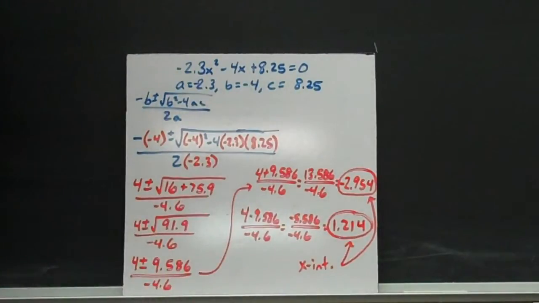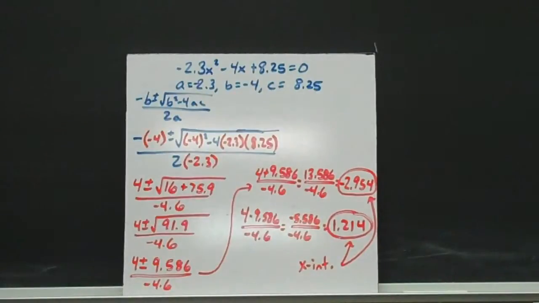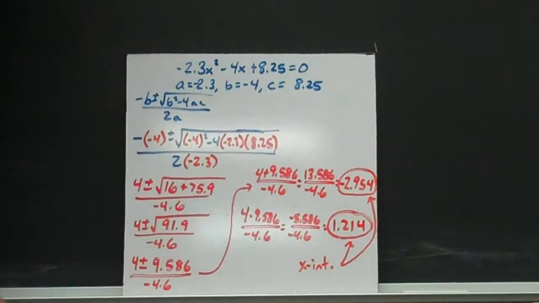Four minus 9.586 is negative 5.586. Divided by negative 4.6 is positive 1.214. So those are our two answers, negative 2.954 and 1.214. Those are also the x-intercepts.